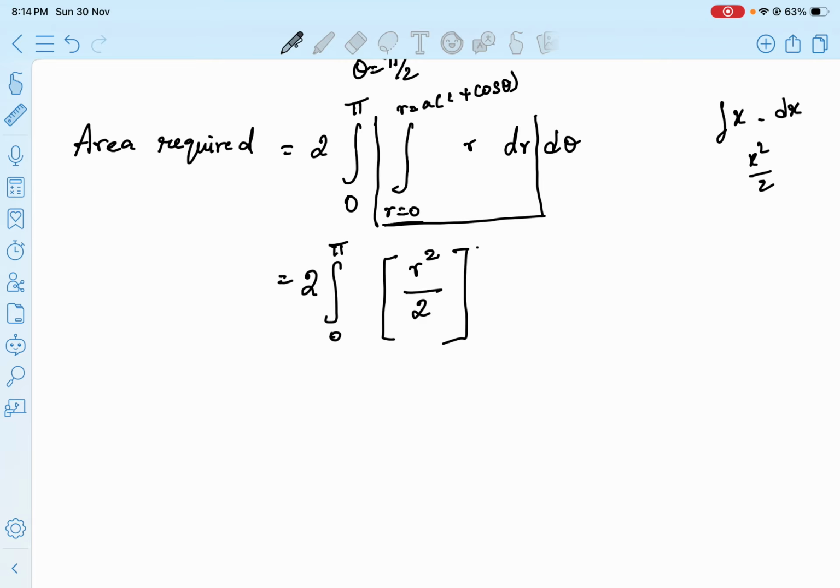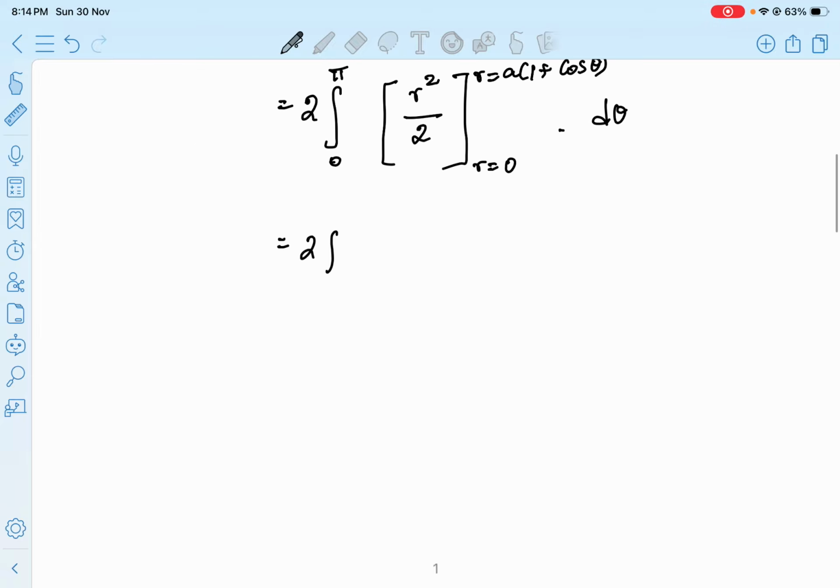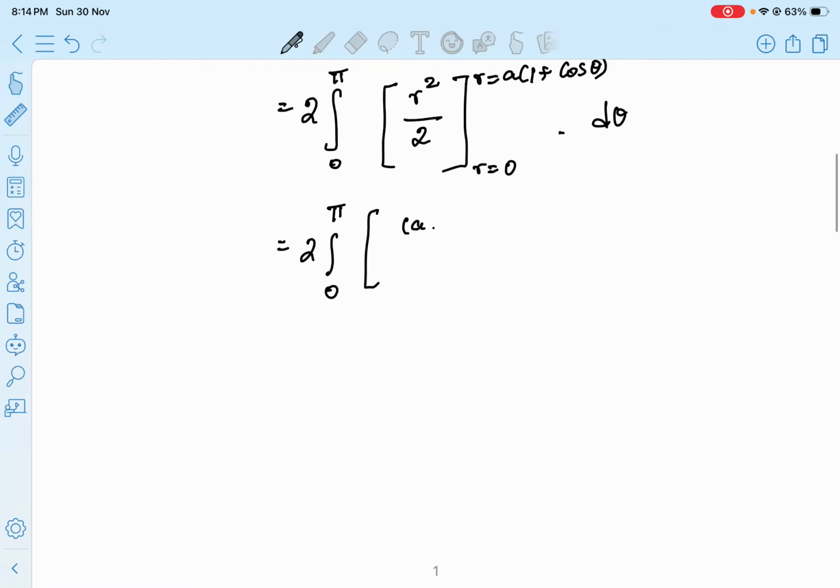So the integral limits are r equal to a into 1 plus cos theta, and the lower limit is r equal to 0, and we have d theta there. Now I am going to apply the upper limit and lower limit. What is the upper limit? a into 1 plus cos theta the whole square by 2, and the lower limit is 0. So we can write 0 into d theta.